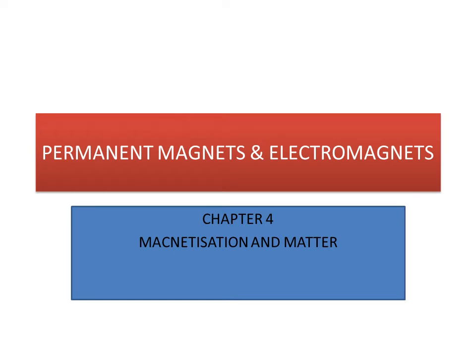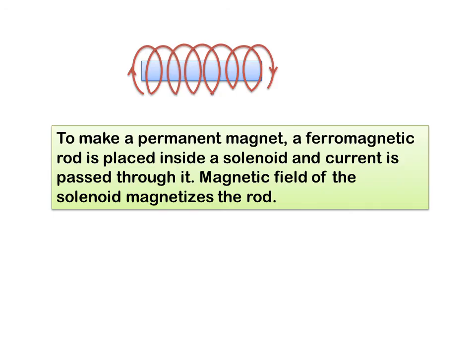Today we are going to learn about permanent magnets and electromagnets. Suppose we have a ferromagnetic rod that is to be converted into a permanent magnet. We know that when current is passed through a solenoid, it behaves as a magnet, that is, a strong and parallel magnetic field is produced inside the solenoid.